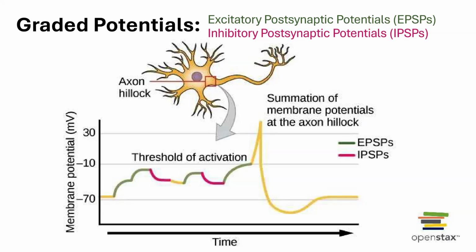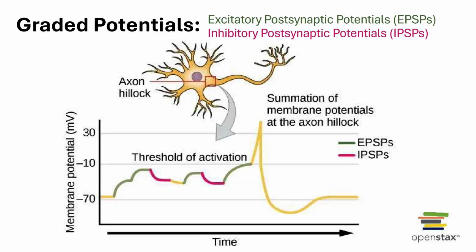If the neurotransmitter stimulates depolarization, it produces a type of graded potential called an excitatory postsynaptic potential. This type of neurotransmitter is excitatory because depolarization brings the membrane potential closer to the threshold for an action potential. One excitatory postsynaptic potential may not be strong enough to reach threshold.